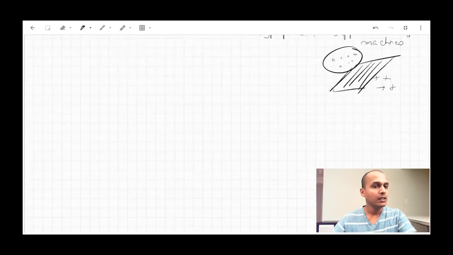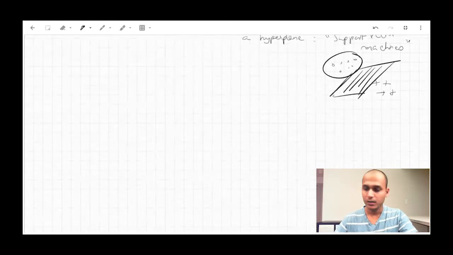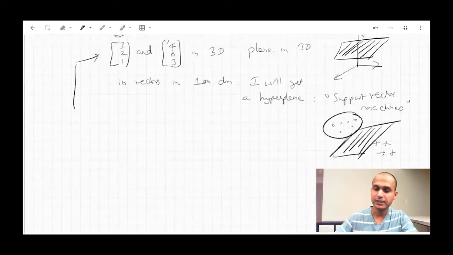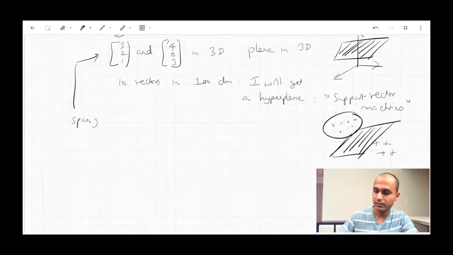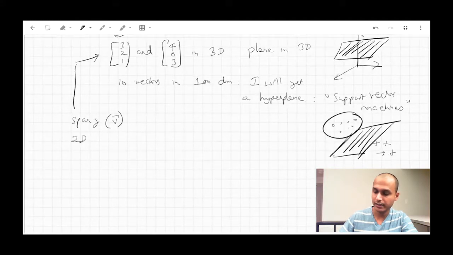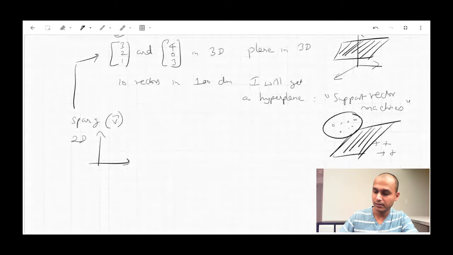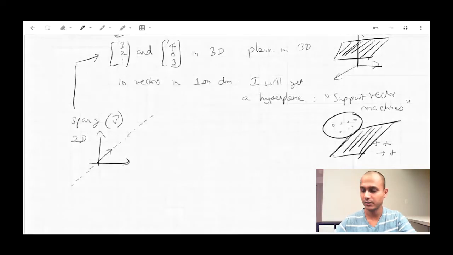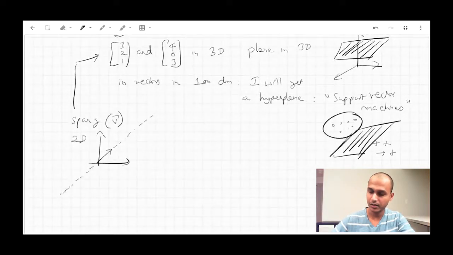Now, as you saw in this example, the second vector was actually in the span of the first vector itself. So what is the span of just a single vector, v? Okay, so let's think of that in 2 dimensions. Let's say the vector is 1, comma 1, something like this. Then the span of that vector is nothing but all the other vectors that I can get by just multiplying that vector by a number, either positive or negative. So I can get all the points on this line, right?